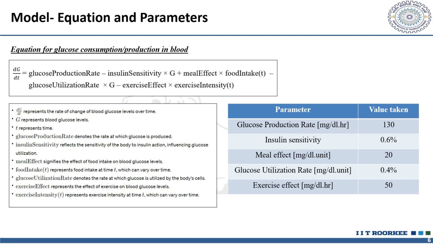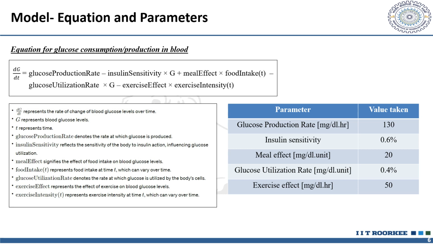This equation we have thought of on our own, where we have considered two parameters, meal effect and exercise effect. The meal effect would increase the blood glucose level, and the exercise effect would decrease the blood glucose level. The glucose production rate has been taken to be a constant of 130 milligram per deciliter hour, and insulin sensitivity has also been taken constant at around 0.6%, and the meal effect and the exercise effect have also been taken constant at 20 and 50 respectively.